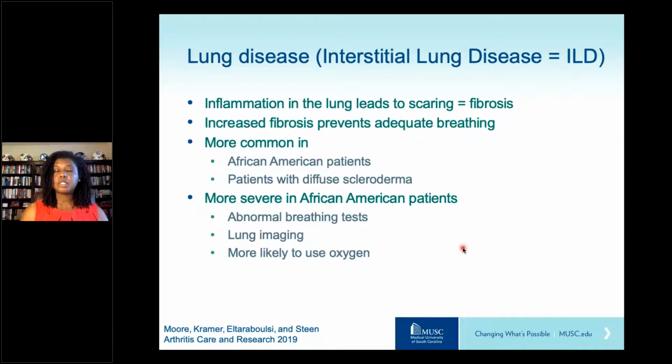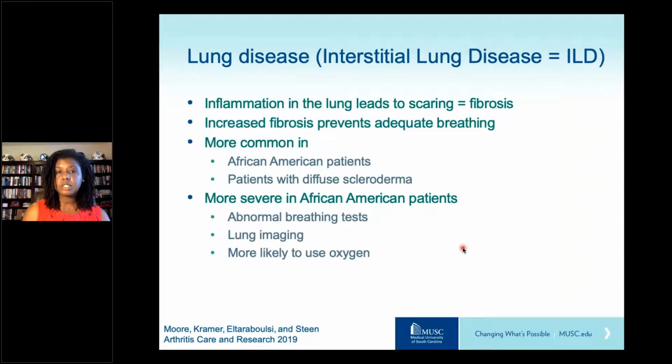So the form of lung disease that happens in scleroderma is interstitial lung disease. This is caused by the inflammation that takes place from the immune system that leads to scarring, also known as fibrosis. The increased amount of fibrosis that develops in the lung over time prevents the lungs from adequately functioning and causes the shortness of breath that's often experienced.